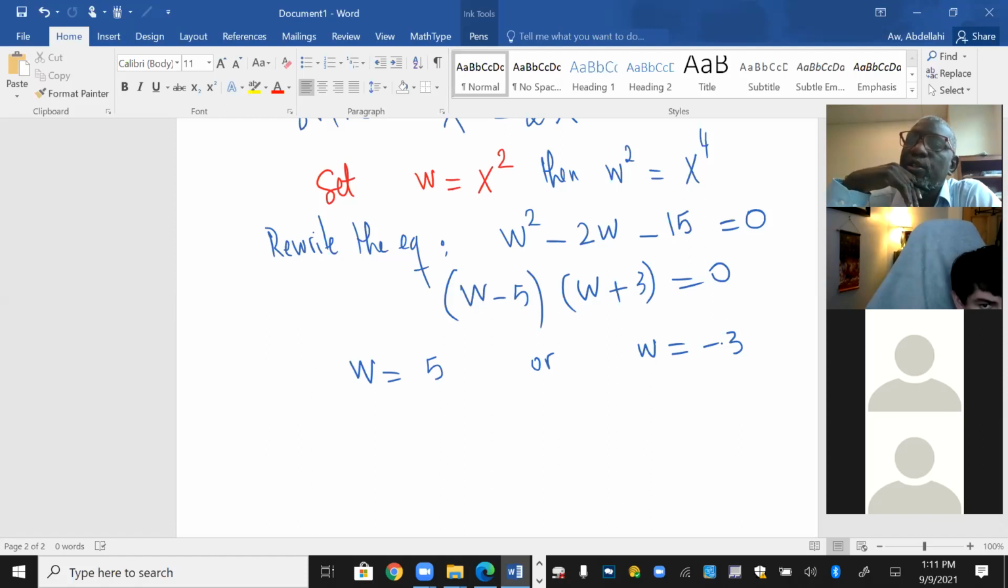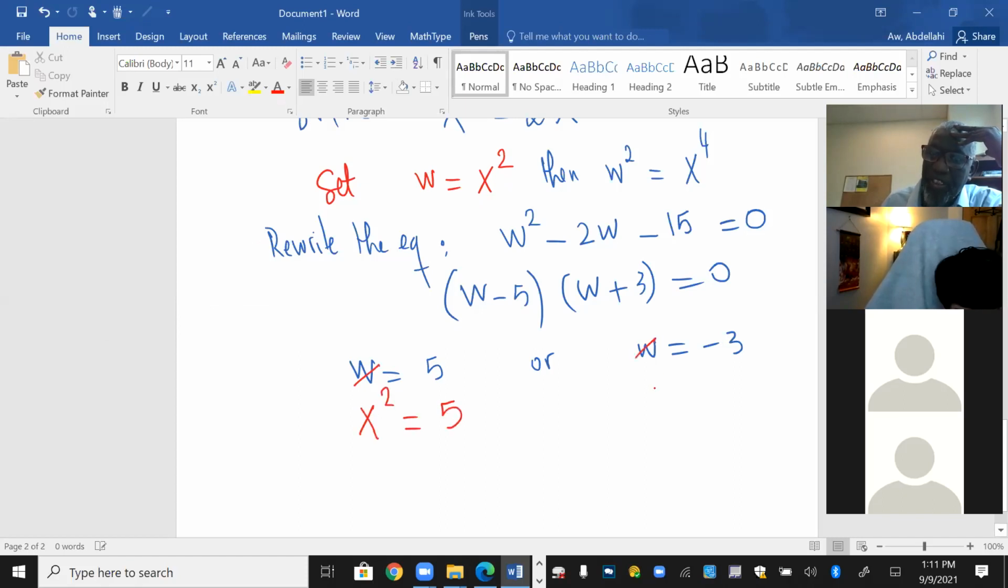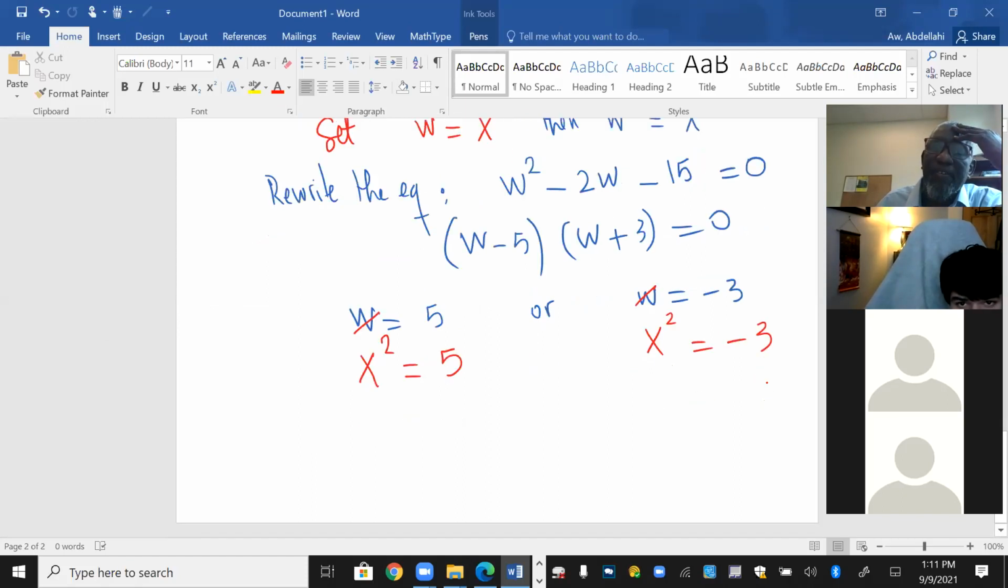What was my original variable? X to the fourth. X was my original variable, right? So do I have the value of X yet? I don't have the value of X yet, right? What does W represent? X squared, right? You see, I have to keep going until I get X. So X squared equals 5, we square root that, we get X equal to plus or minus square root of 5.